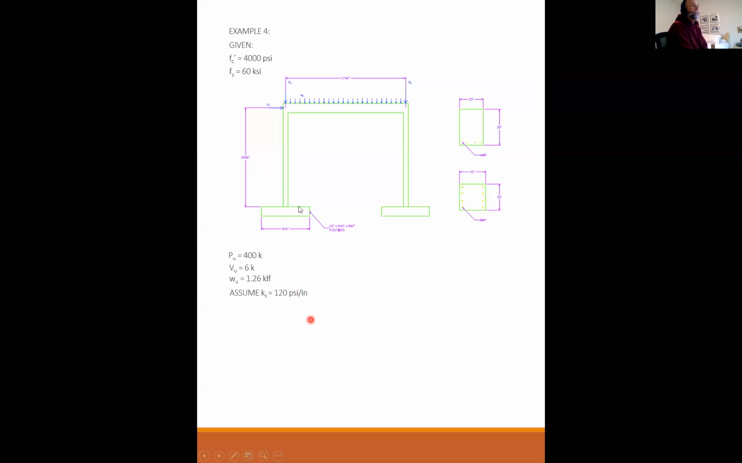For the footing stiffness, you can assume that the subgrade modulus, K sub S, is 120 PSI per inch. And what is required, determine if the given columns are adequate with the given loading. Solution.